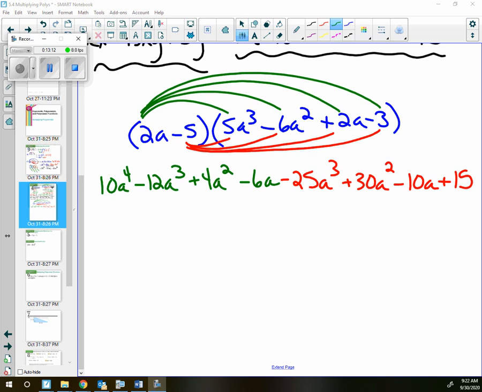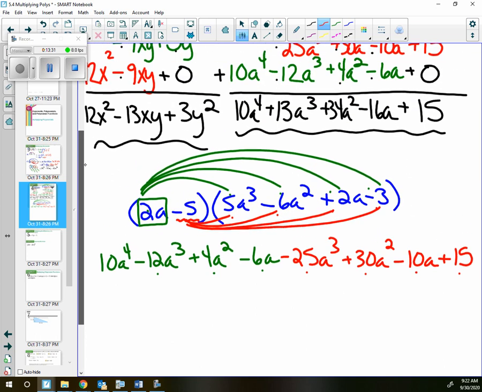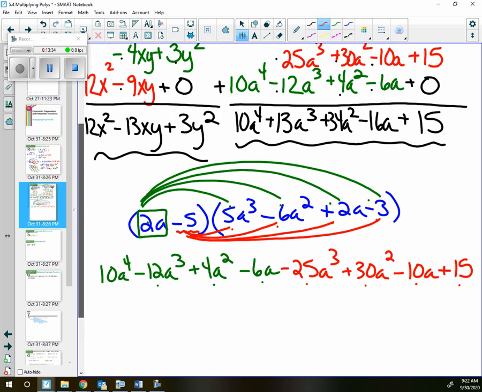So distributing with the 2a first, I distributed 2a times each of the terms in that second set of parentheses. So I had those first 4. And then I did the same thing with the negative 5. I distributed to all 4 of those terms and got these 4. Now what you'll notice if you look back to your vertical work, these are the exact same terms that we had. Look at the green and match up with the green up here. Look at the red and match up with the red up here. They're exactly the same. It's just horizontal instead of vertical.